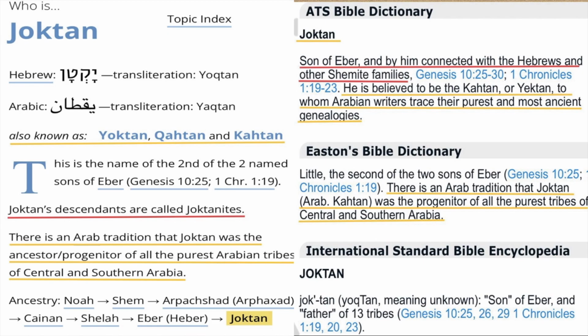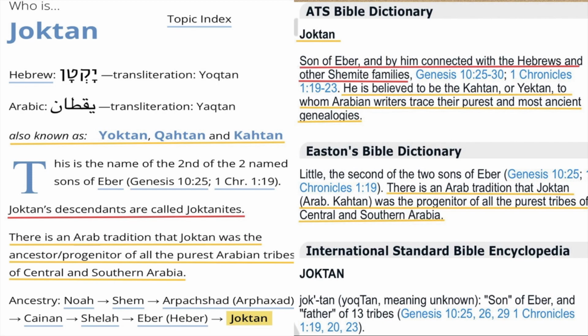And just to remind y'all of the Arab tradition of Joktan, Yaktun, Qaktun, and Koktun, Joktan's descendants are called Joktonites. There is an Arab tradition that Joktan was the ancestor/progenitor of all the purest Arabian tribes of Central and Southern Arabia. According to ATS Bible Dictionary, Joktan, son of Eber, and by him connected with the Hebrews and other Shemitic families, is believed to be the Koktun or Yaktun to whom Arabian writers trace their purest and most ancient genealogies. Also, according to Easton's Bible Dictionary, there is an Arab tradition that Joktan, or Arab Koktun, was the progenitor of all the purest tribes of Central and Southern Arabia.